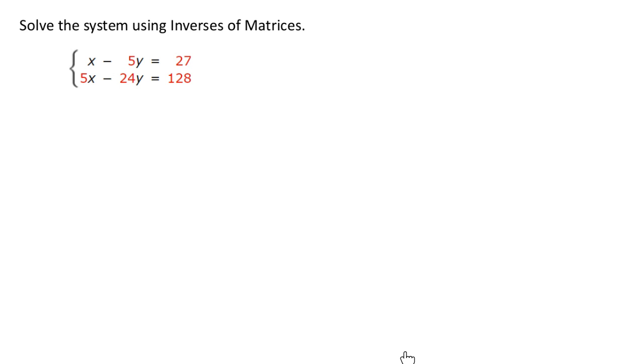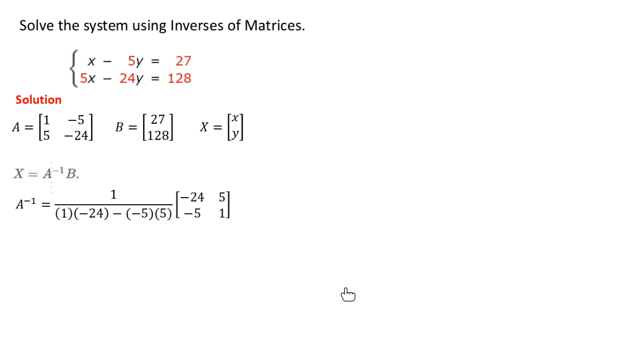So I always tell my classes, identify all the matrices that are needed. So you need to have an A. So here's my A, it's all the coefficients. You need to have your constant matrix, which is 27, 128, and then my X is X and Y. So I need the inverse, so I'm going to go ahead and use the formula.